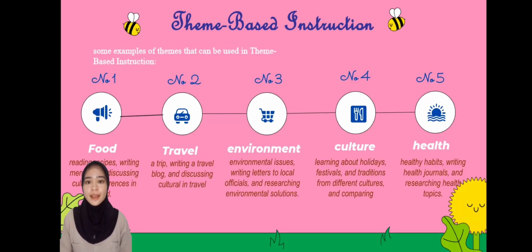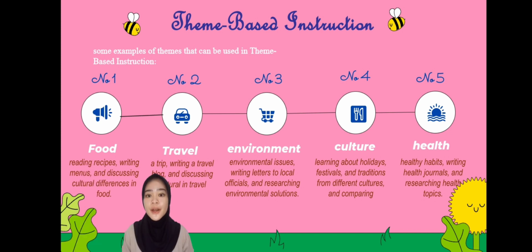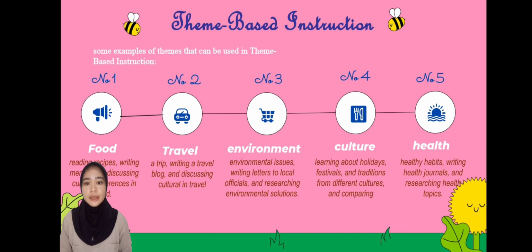Here are some example themes that can be used in theme-based interaction. First is food. This theme can be used to teach vocabulary related to food, cooking, and nutrition. Activities can include reading recipes, writing menus, and discussing cultural differences in food. And the second is travel. This theme can be used to teach vocabulary related to travel, transportation, and geography. Activities can include planning a trip, writing a travel blog, and discussing cultural differences in travel.